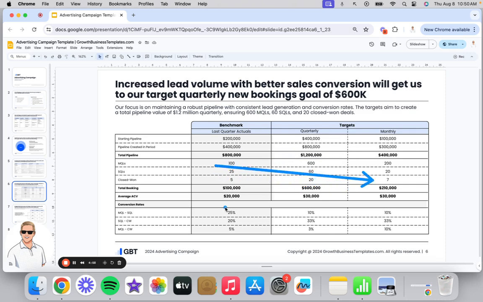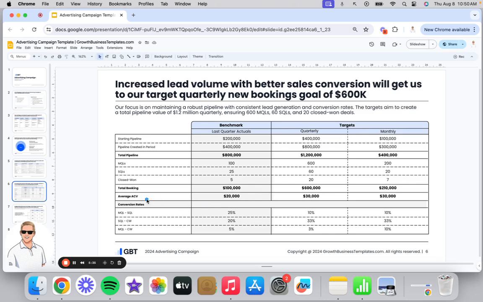And so in this particular view, I've laid it out with the actual last quarter performance, the benchmarks for these different KPIs that you'd be tracking, and then the targets broken down to a quarterly basis and a monthly basis. And some campaigns are shorter term, just quarterly. Others are longer term, and so you actually want to see what the expectation is for MQLs, SQLs, and closed ones on a monthly basis, so that you know if you're tracking towards performance or not.